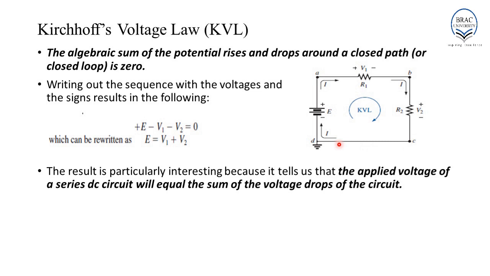Now, if you remember, previously I have mentioned that when we move from lower potential to higher potential, that particular voltage is represented by a positive sign. And when we move from higher potential to lower potential, that particular voltage is represented with a negative sign. Thus, writing out the sequences with the voltages and the signs results in this following equation. That is, E minus V1 minus V2 equal to 0.